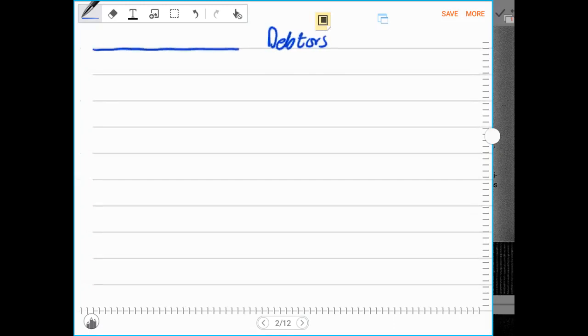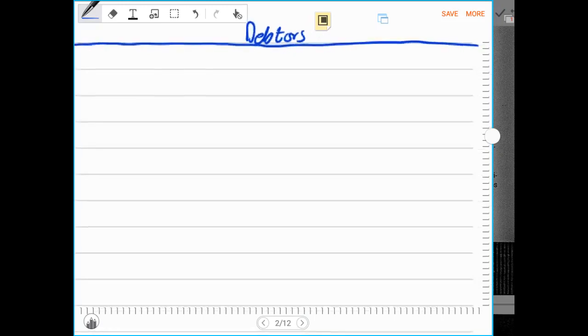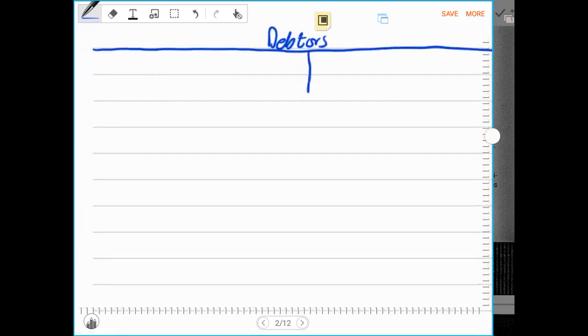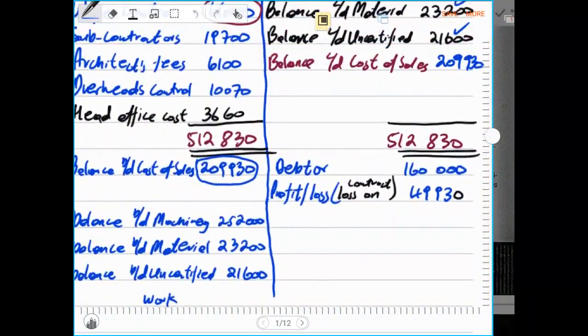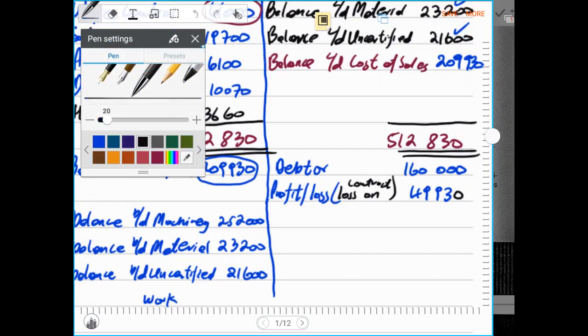The debtor is the amount that the client owed us by the end of the year, after we have compared the sales value of the work certified and what we have received. So on the debit side, we record the sales value of the work that was certified, which is 160,000. The contract entry will be contract account, 160,000 rands. Remember, from financial accounting one perspective, for every credit entry, there should be a debit entry.